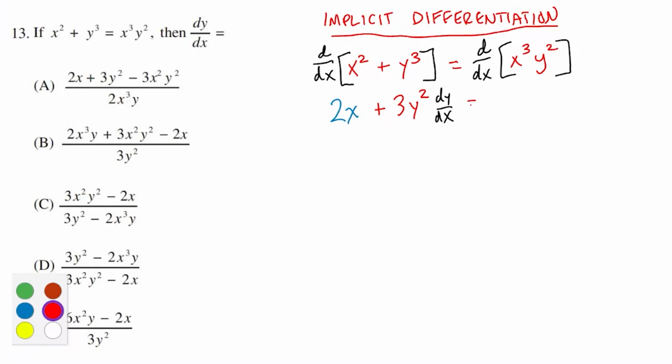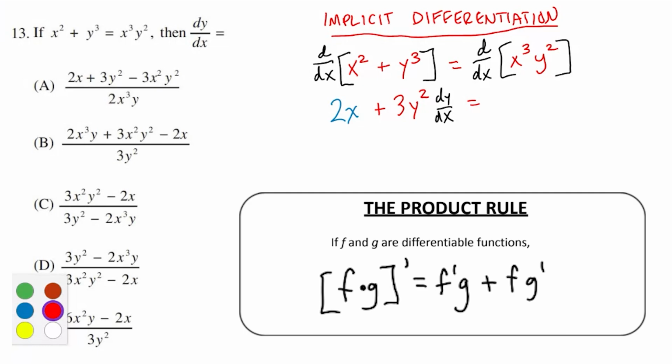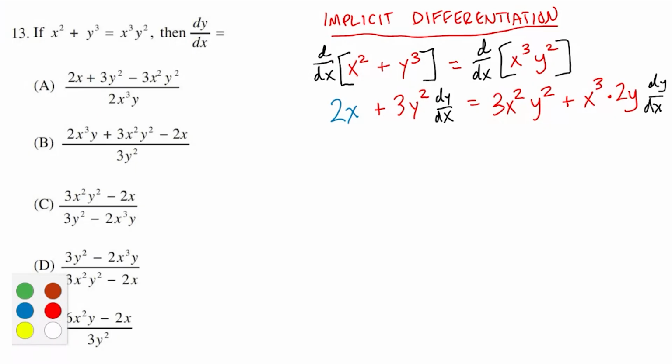Then on the right-hand side, we'll have to use the product rule. The product rule has us multiply the first function, in this case, x cubed. The derivative of that is 3x squared times the second function, plus the original first function times the derivative of the second, which through the power rule and the chain rule is 2y times the derivative of y with respect to x.